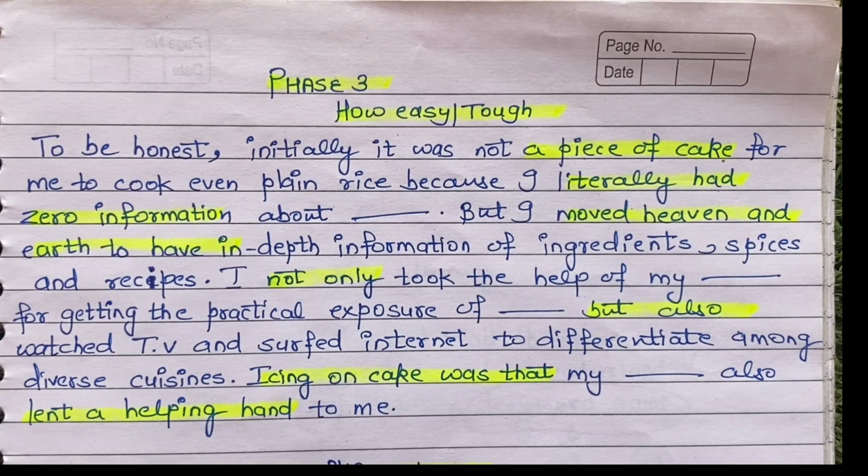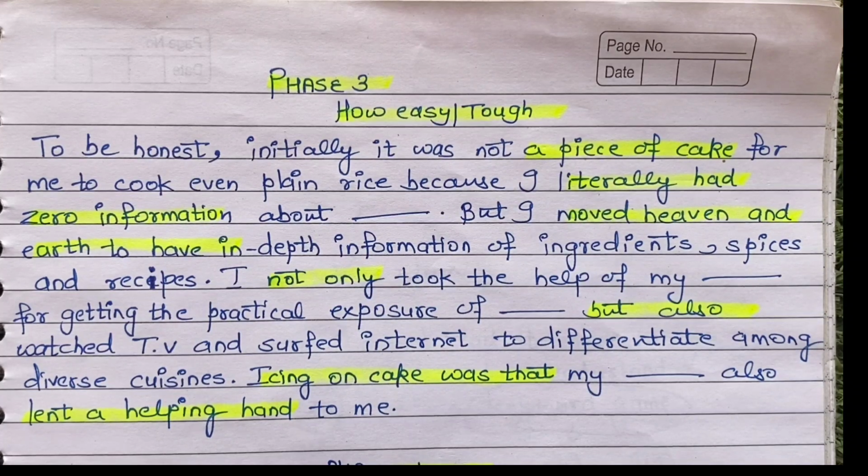But I moved heaven and earth. When you move heaven and earth, it means you make every single possible effort to gain in-depth information of the ingredients, spices and recipes. I not only took the help of my mother for getting the practical exposure of cooking, but also watched TV and surfed the internet to differentiate among the diverse cuisines. Icing on the cake was that my father also lent a helping hand to me.